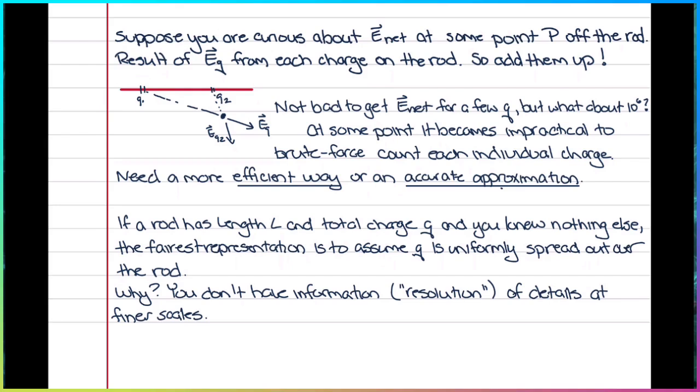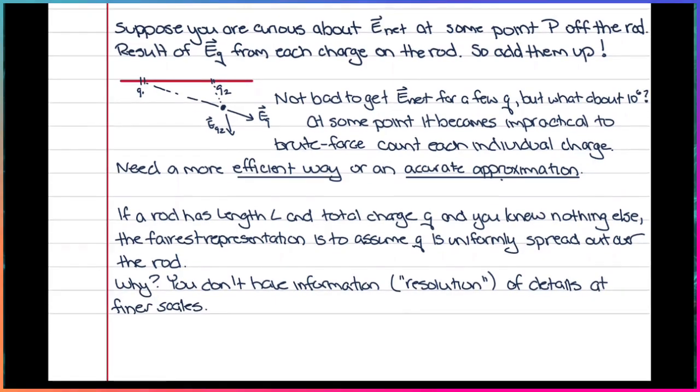So we can think of this more as an experimentalist, or someone who's trying to model something. If I told you I have a rod of length L, and there's a total charge Q on that rod, and that's all you knew, what is the fairest, most accurate way to represent the charge on that rod? You know there's a charge Q, you know the rod is length L, and I tell you absolutely no additional information. Well, then the fairest representation is to assume that the charge is uniformly spread out over the rod.